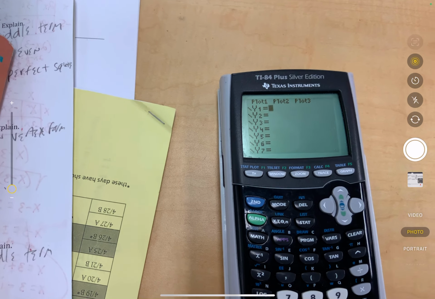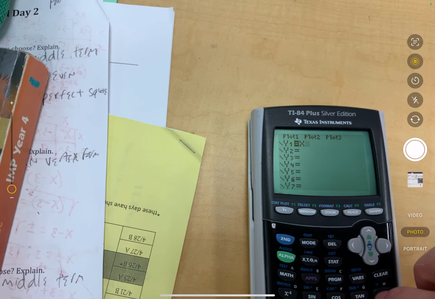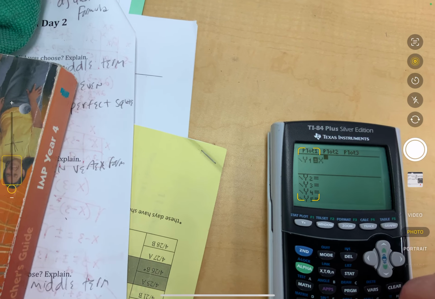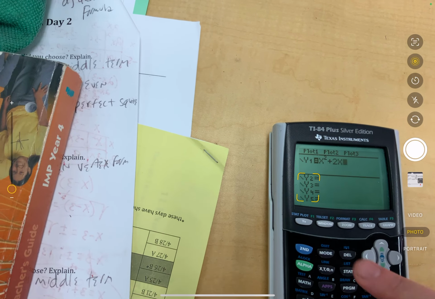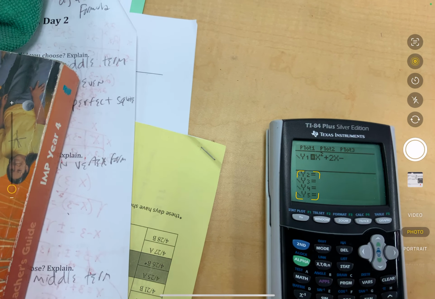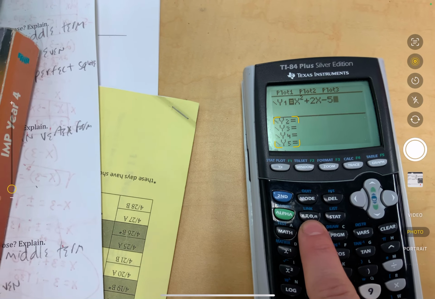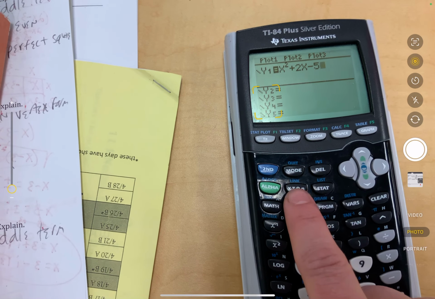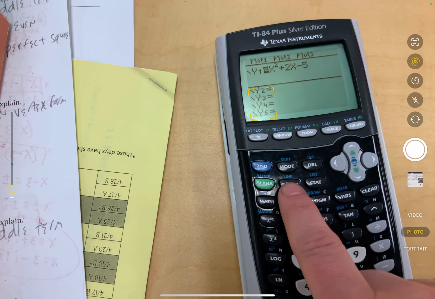Can someone read it to me? Because I don't have the notes up. X squared plus 2x minus 5. Thank you. For x, use this button here. It should be next to your alpha. It says X, T, theta, n. It's between alpha and stat. Use that one.